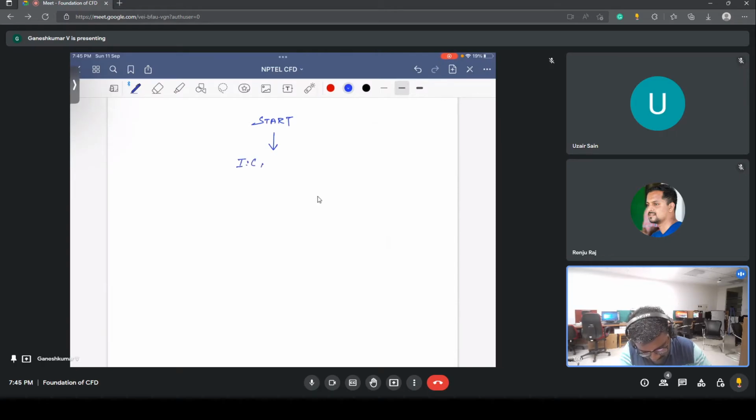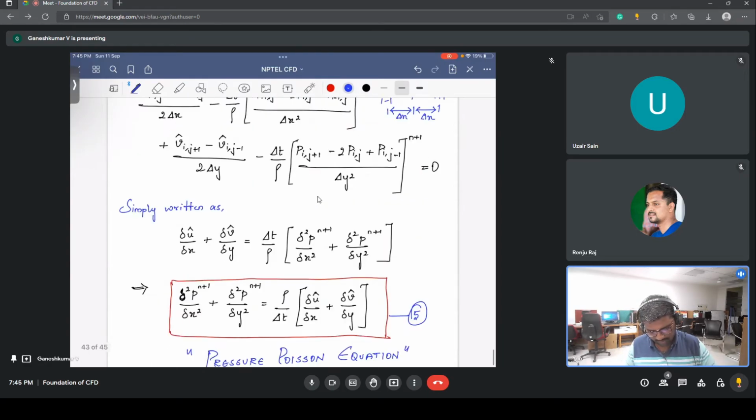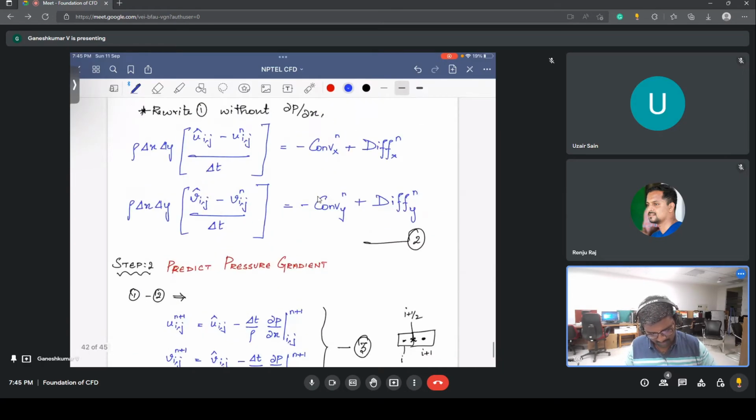So here you need to implement the initial condition and boundary condition. Once you know the initial condition and boundary conditions, what you will do is the first one is step 1, right? So let's say for time t equal to delta t. Okay, first one is step 1. Step 1 is to predict velocity u cap and v cap. What you will do, you will use equation number 2, right?